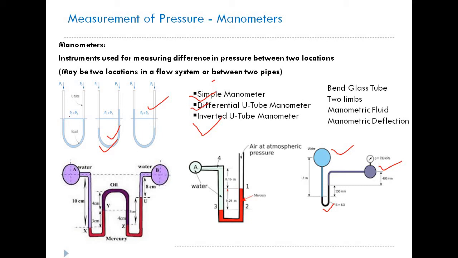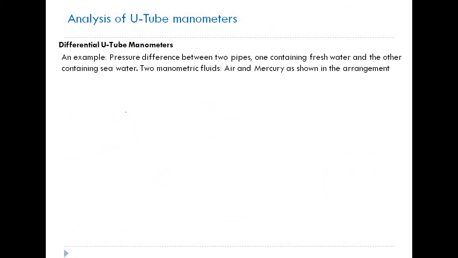You see this? If P1 equal to P2, the difference level is 0. If P1 is greater than P2, you have the difference normally designated as small h. So what is measured is the difference in level of mercury in the two limbs of the U tube manometer, and that is measured, and we apply the hydrostatic equation for the estimation of pressure.